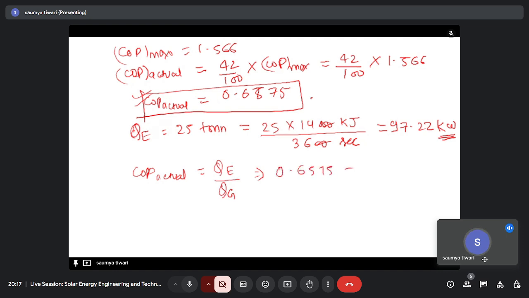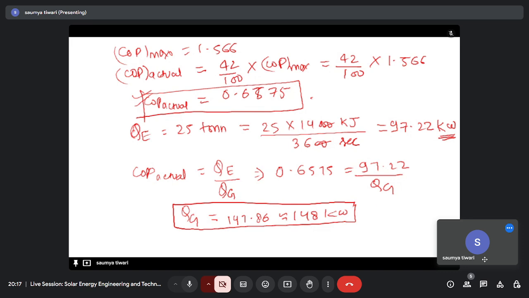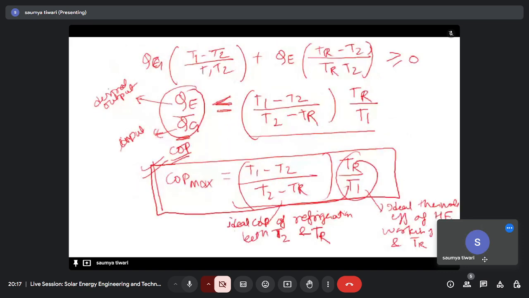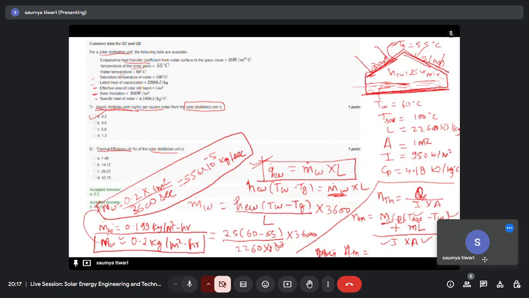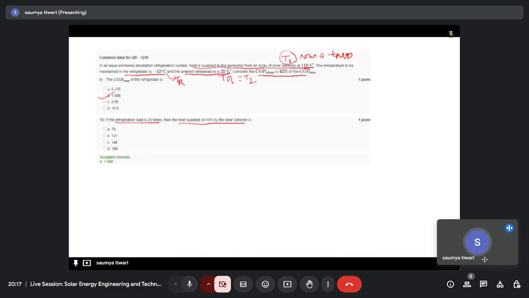0.6575 is equal to QE, which is 97.22, upon QG, which you need to calculate. If we solve this, then your QG will be 147.86, or we can say 148 kilowatt. So this is your answer. Okay, 148 kilowatt is the answer, right? So I hope this aqua ammonia absorption refrigeration system is clear.